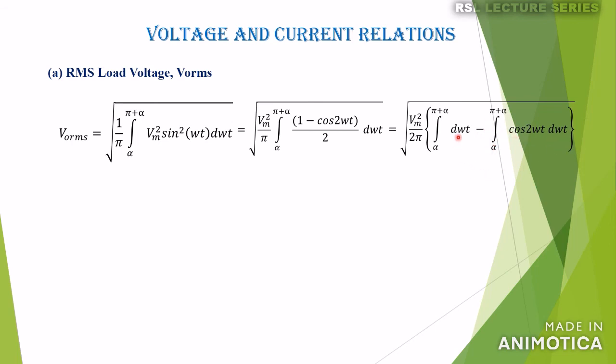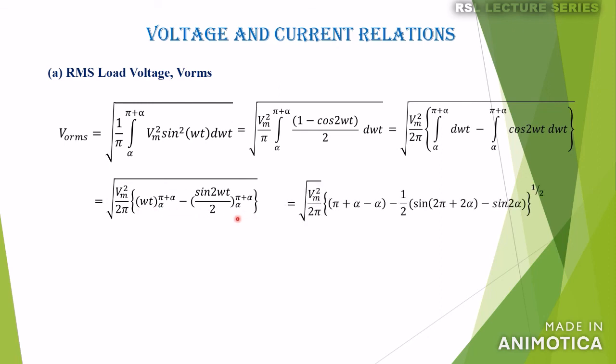If we integrate the first term, we will get omega t over the limits alpha to pi plus alpha, and if we integrate the second term, we will get sin 2 omega t divided by 2 over the limits alpha to pi plus alpha. If we substitute the limits, we get under root of Vm square by 2 pi, with this whole term under root, power 1 by 2. Here we get pi plus alpha minus alpha, minus 1 by 2 taken outside, sin of 2 pi plus 2 alpha, upper limit, minus sin 2 alpha, lower limit.